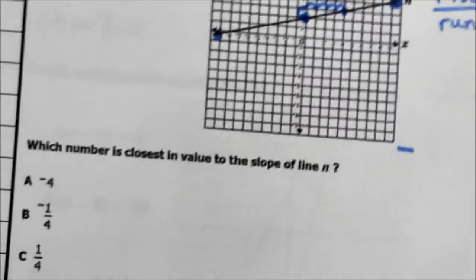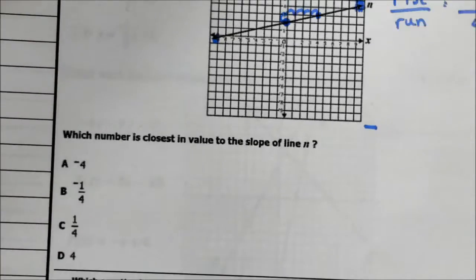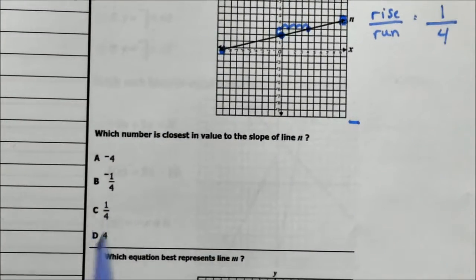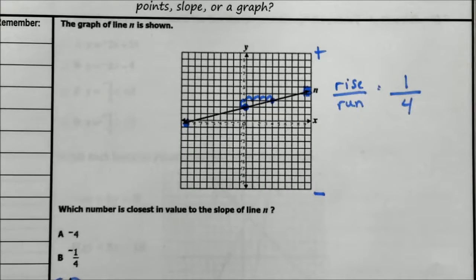So I'm looking for a positive 1/4 in my answer key, and here it is. Another good test-taking strategy is if you can identify the sign of the slope before you even calculate the slope.